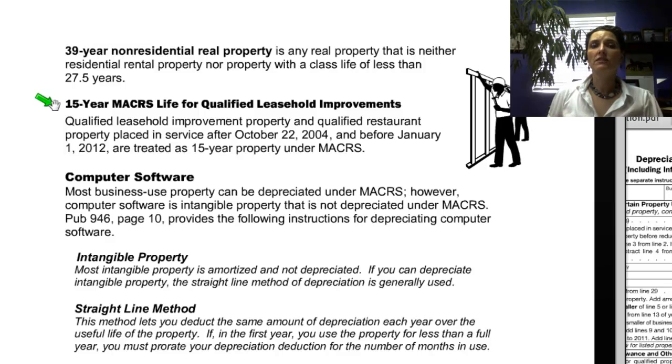So under MACRS, for qualified leasehold improvements, the types of improvements that a business owner would make when that business owner takes out a lease on a commercial building and renovates that commercial building to accommodate their business, that type of improvement for this short period of time is classified as a 15-year property, and that's a very important thing. We will learn more about why a little bit later in today's class.